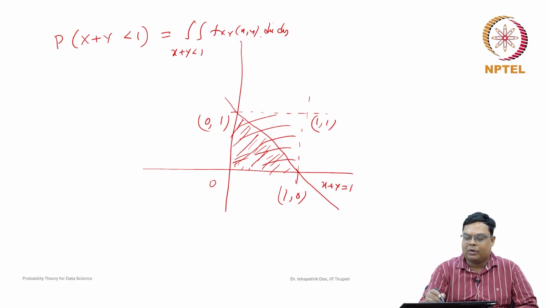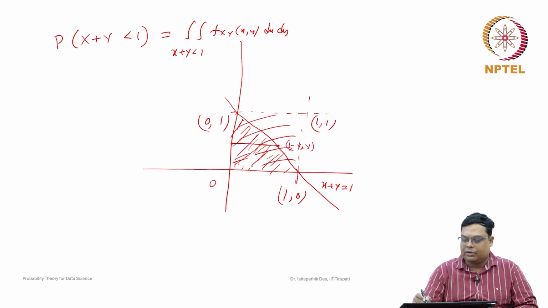Now, to find this, because the density is not 4xy for the whole plane, only for this square, the intersection with this region will have 4xy, and that we have to find out. So, how will we do that? Whenever y is between 0 and 1, fixing any value y, x goes up to this value. What is this value? It is the line x plus y is equal to 1. For a fixed y, the x coordinate will be (1 minus y, y).